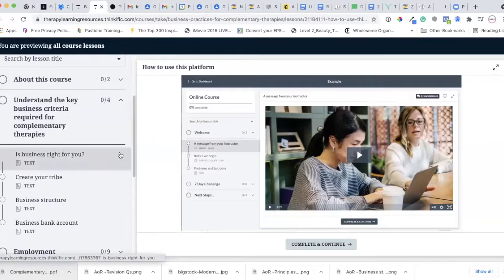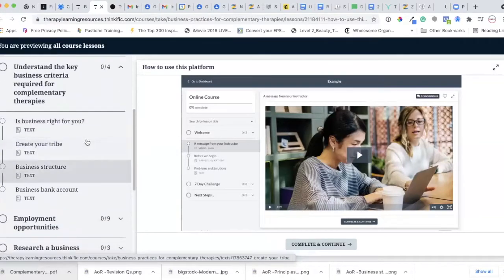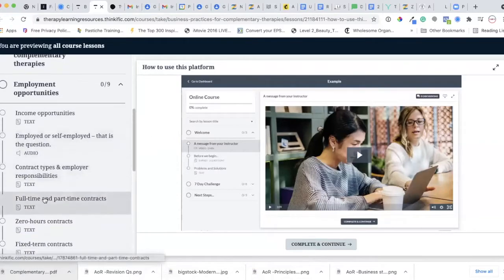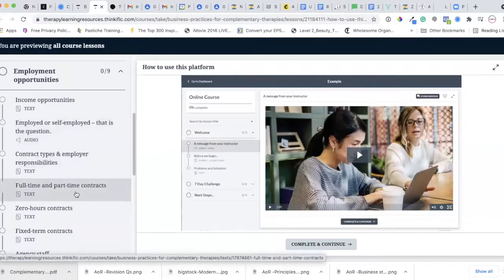So the first section is all about that concept, basically understanding what you need to know and what you need to put in place and what you need to think about before you even go into this whole business thing. So that's just information, really. The second section is also about employment opportunities. So this is a bit about, why do you need to know about full-time and part-time contracts if you're going to be working for yourself?